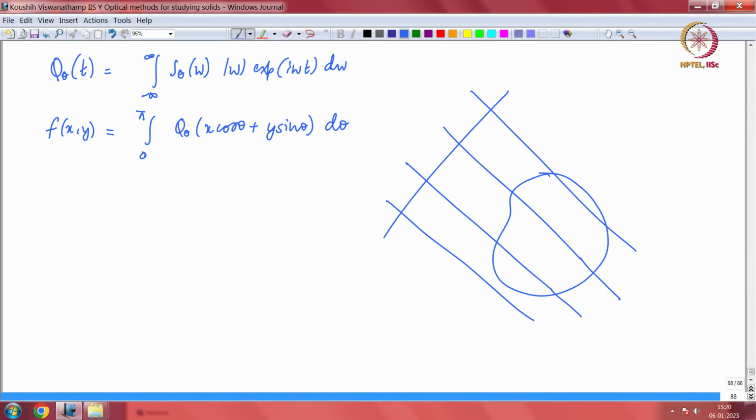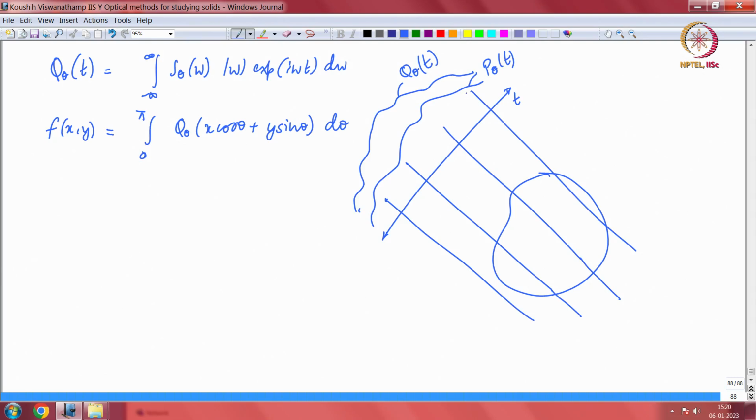Okay. And now you have this guy. So, you have a p theta, this is your p theta of t, this is your t variable of course. Then you take a Fourier transform of this, you will get an s theta of w, then you do a filtered inverse transform of that, you will get a q theta of t, this is q theta of t. Okay, it is a filtered version of p theta of t.